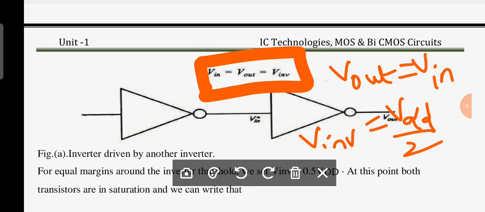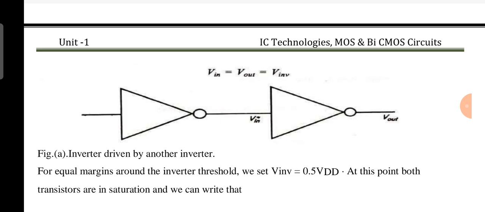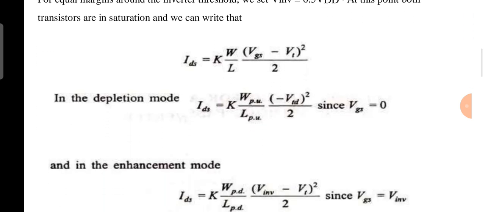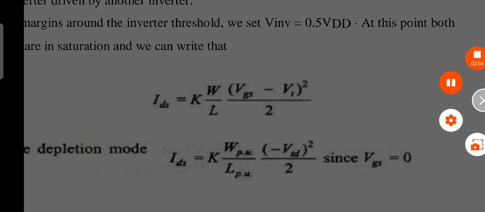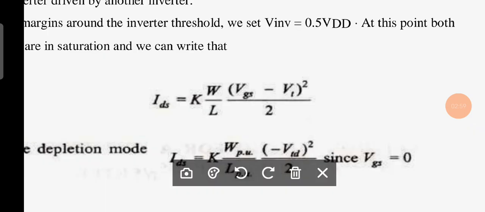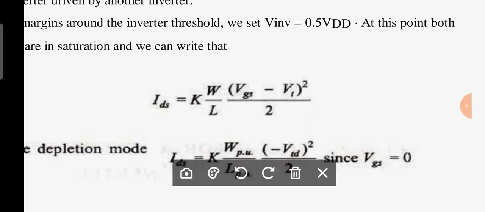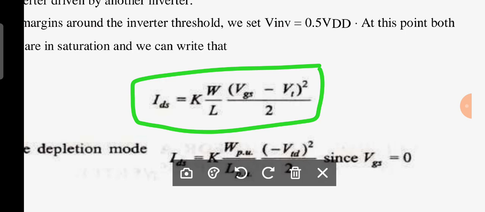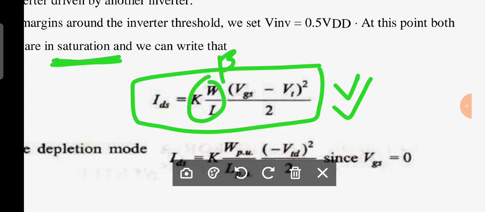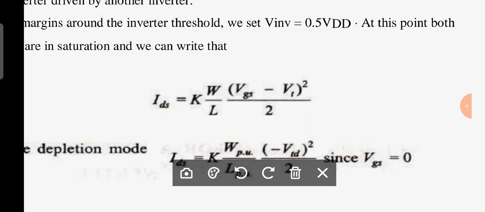Now you can observe here a very important point. When Vin equals Vout equals VDD by 2, we can very clearly tell that the transistors are operating in which region? Absolutely, in the saturation region. We know that in the saturation region, the expression IDS can be written in terms of beta, but I am writing beta as K into W by L, as we have seen in the IDS versus VDS relationship: K into W by L, (VGS minus VT) whole square upon 2.